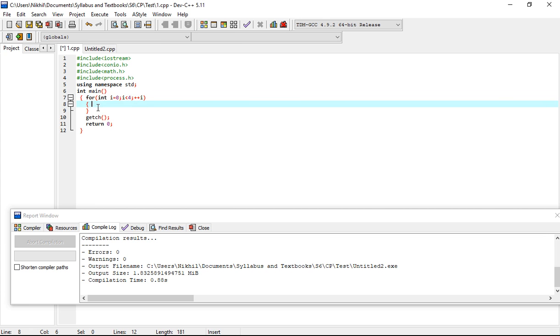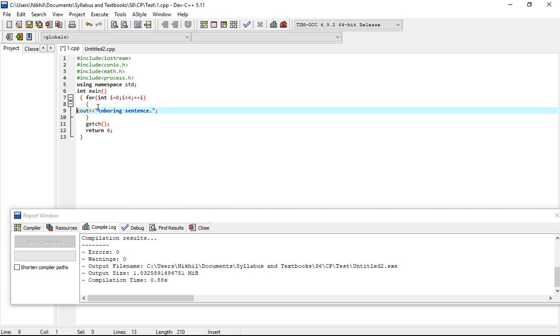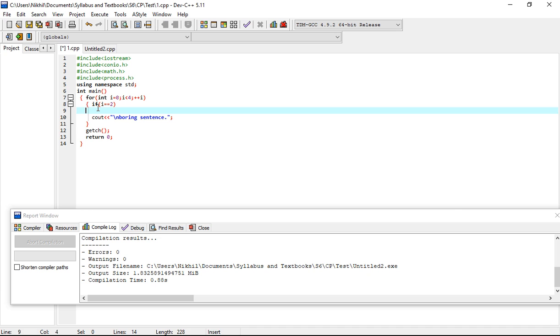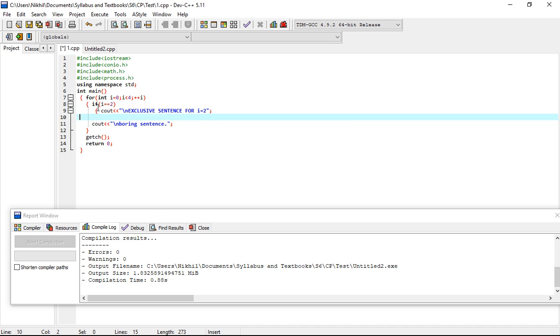Now I'm writing cout, backslash n, boring sentence, okay? But before this I'm writing if and only if i equals 2. We are comparing the value of i and 2. Whenever i becomes 2, I want a separate sentence to be said: backslash n, exclusive sentence for i equals 2. And I'm writing our jump statement, which is a simple continue.